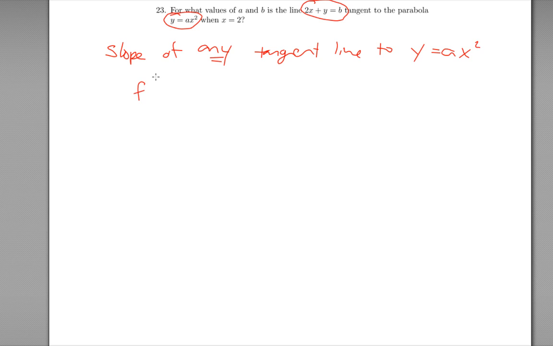And we calculate that exactly as we did before. It's the derivative, f prime of x equals 2ax. So f prime at 2: the slope of any tangent line to this parabola when x equals 2 is 2a times 2, which is 4a. So if I have any parabola that looks like y equals a times x squared, the slope of its tangent line at 2 is equal to 4a.